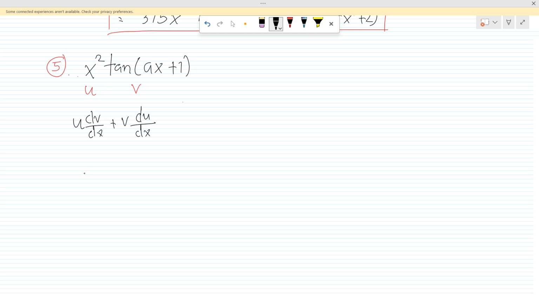So copy po yung ating u, that is x squared. Then d over dx of our tangent of ax plus 1. Plus, copy po yung ating tangent of ax plus 1. Then derivative, or d over dx, of our x squared.